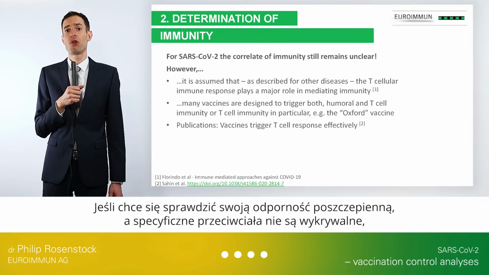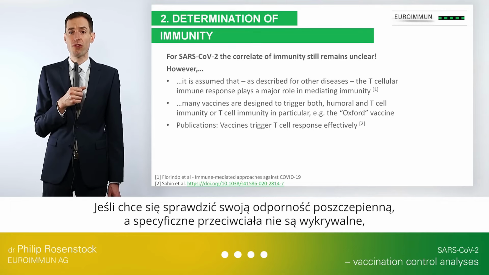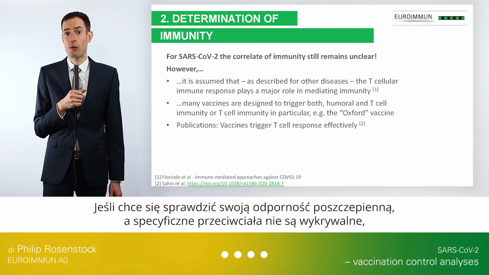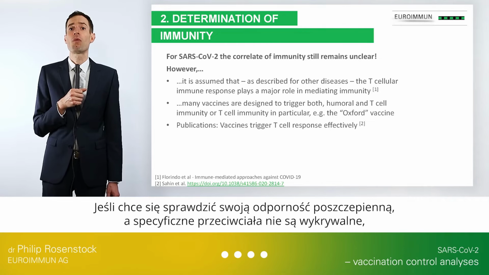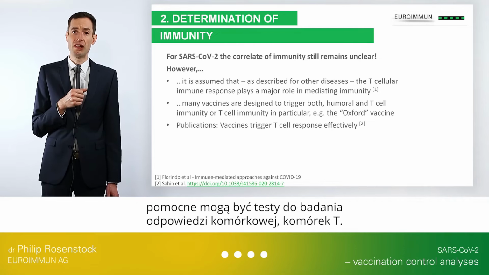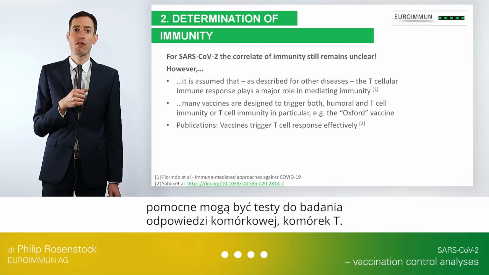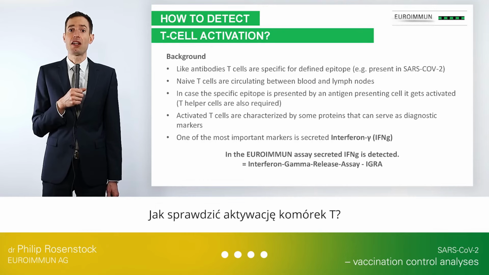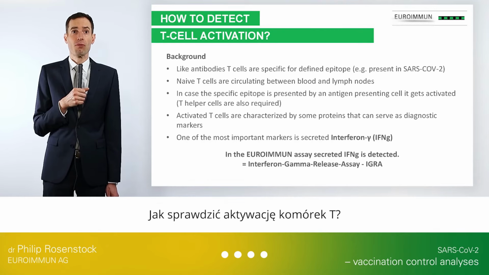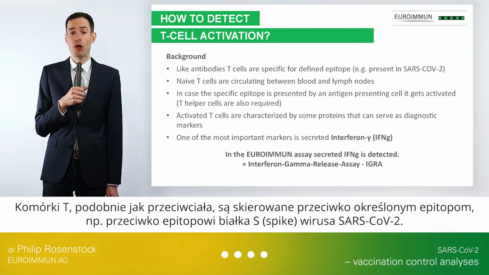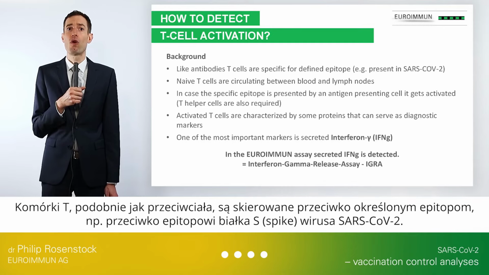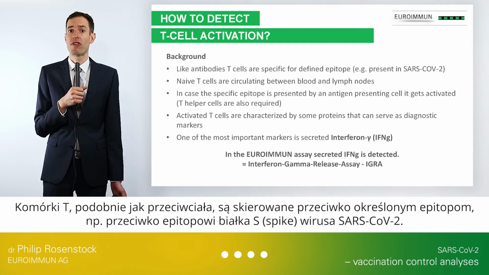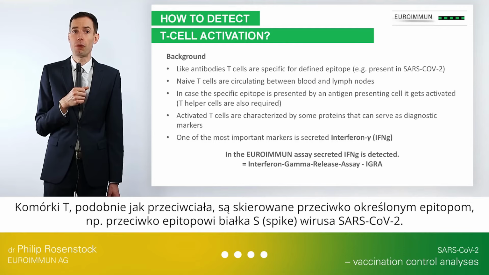That's the head of the company BioNTech, were able to show that vaccines trigger T-cell responses efficiently. So if you want to detect immune success and you aren't able to detect antibodies, the additional testing of T-cells might be of help. And how to detect the activation of T-cells? Like antibodies, T-cells are specific for a defined epitope, for example, a SARS-CoV-2 spike epitope.